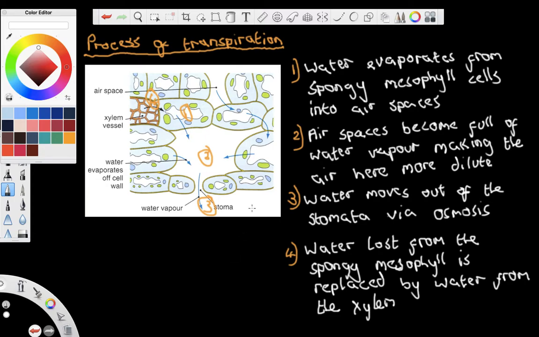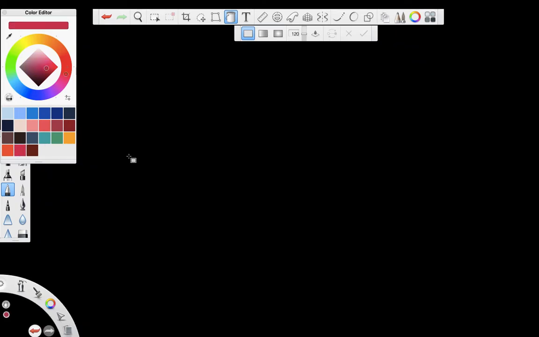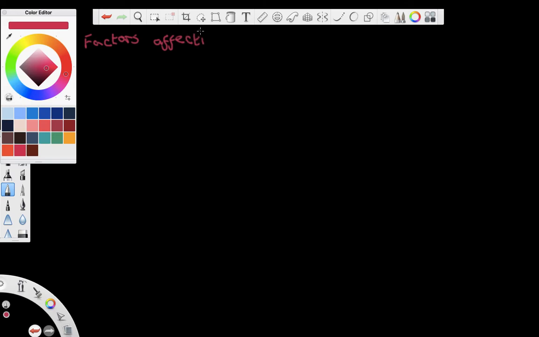So the final part of this lesson, we need to have a think about the different factors that affect the rate of transpiration. So can we put the subheading, please? Factors affecting transpiration. And can we underline it, please?